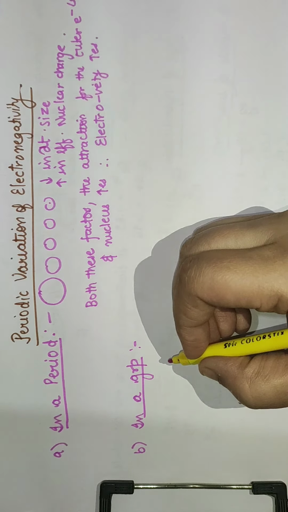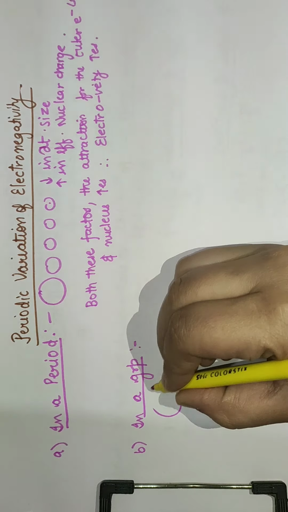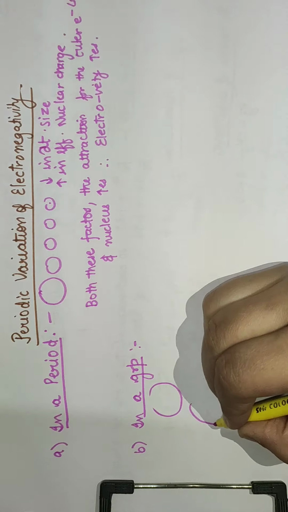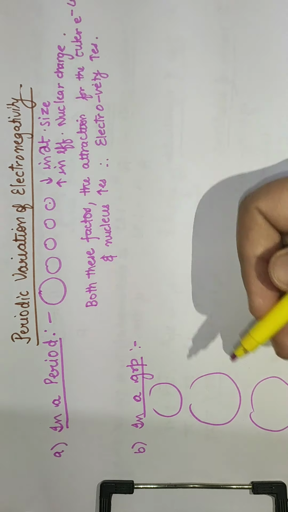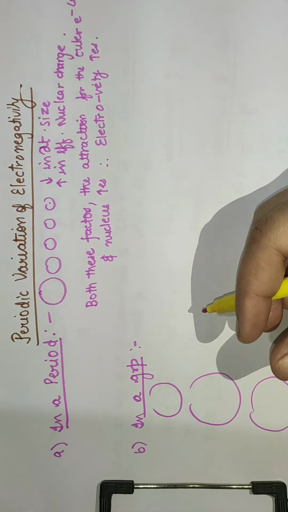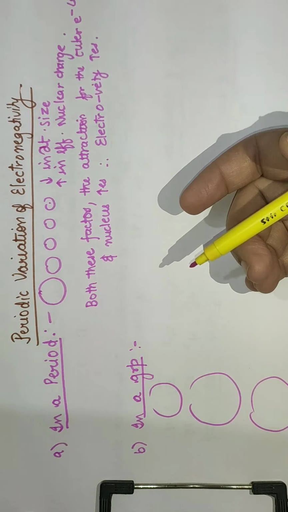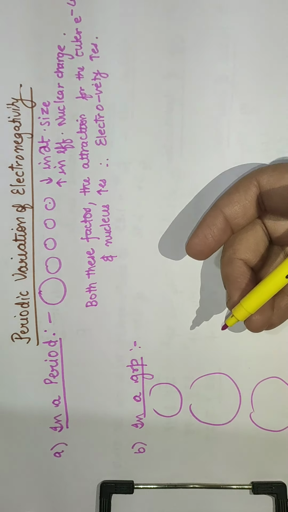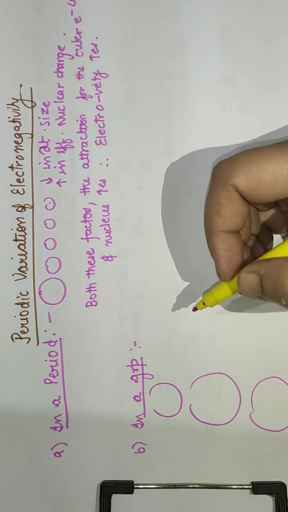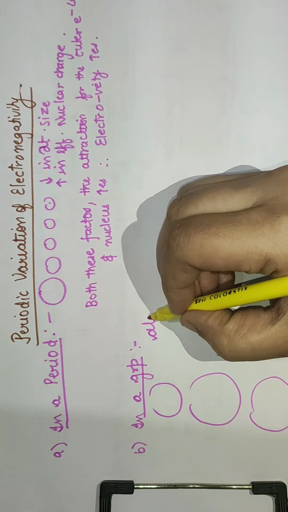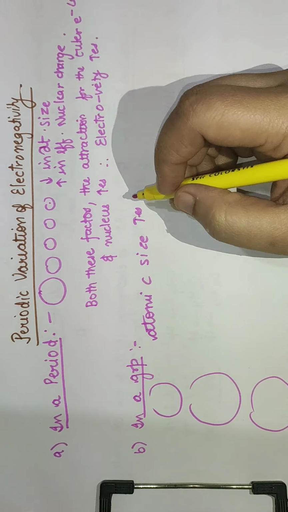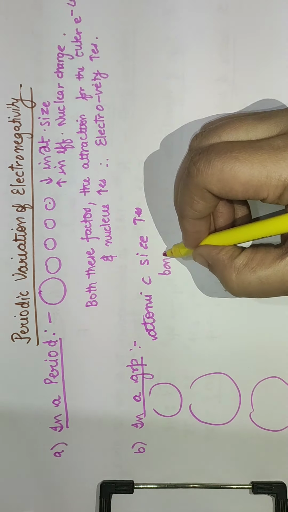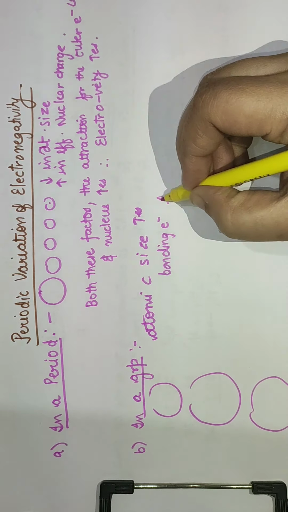So as we know, in a group, when we move from top to bottom, what will the size do? It will increase, as the principal quantum number increases. If the size increases, what does the attraction do? It decreases. So what will electronegativity do? It will decrease. So as we move down the group, atomic size, right, increases. If the size increases, then the bonding electrons become away.